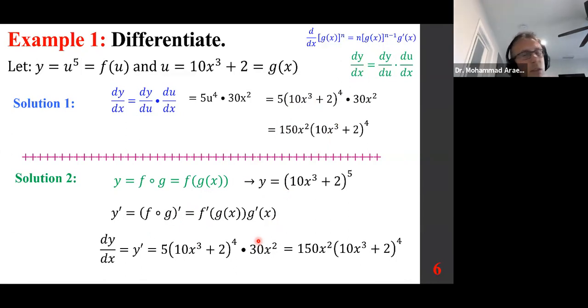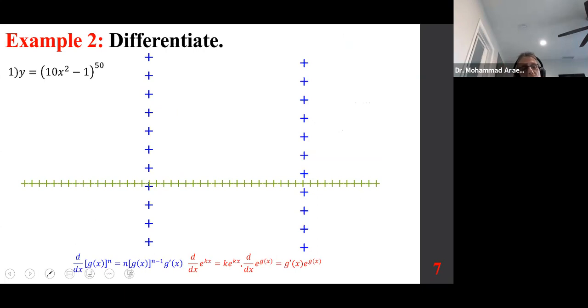Now, basically, we are going to practice, practice, practice. That's all we are going to do. Okay, class? We are going to practice. So there's a lot of practice here that is needed, and you got to get comfortable with that. So let's see if we can do some work here, starting with y equals 10x squared minus 1 to the power of 50. And I do have the formula for you, the extended power rule.